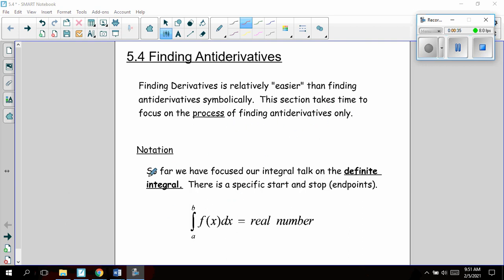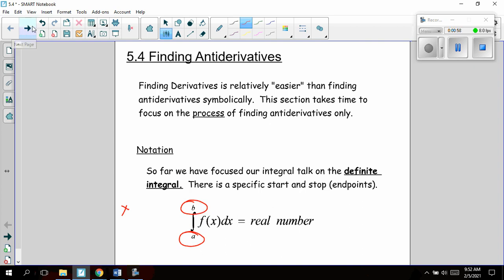So far in our antiderivative conversation, we have done what's called definite integrals. Definite meaning they have a specific start and stop. You have oftentimes numbers for a and b. We did do some that had an x in there, and you did get a function answer. But you had something on the integral symbol, on the top and the bottom.